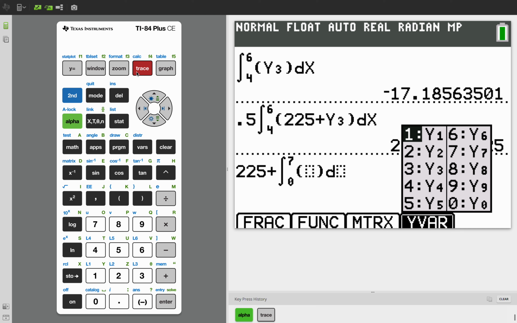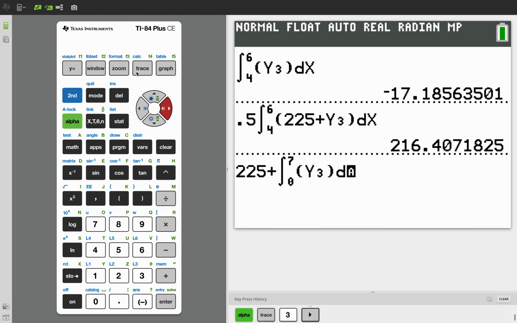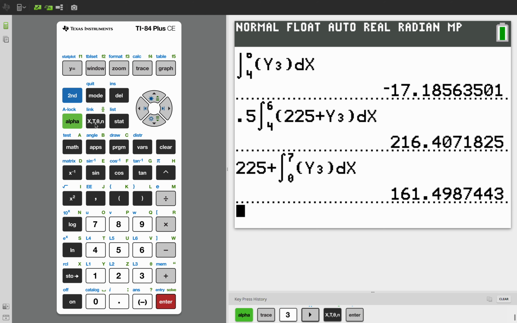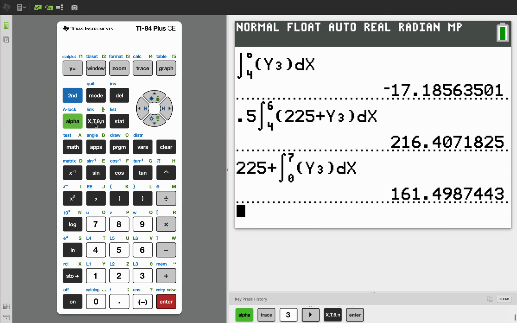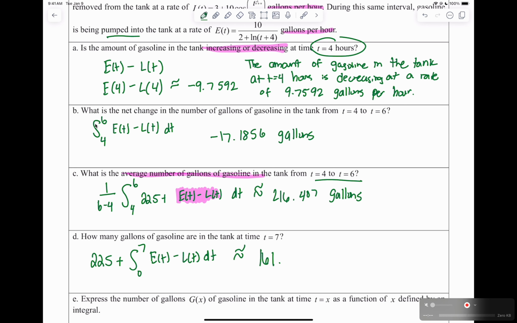So alpha trace y3 dx, and that's going to be about 161.498 gallons of gas at t is equal to 7 hours.